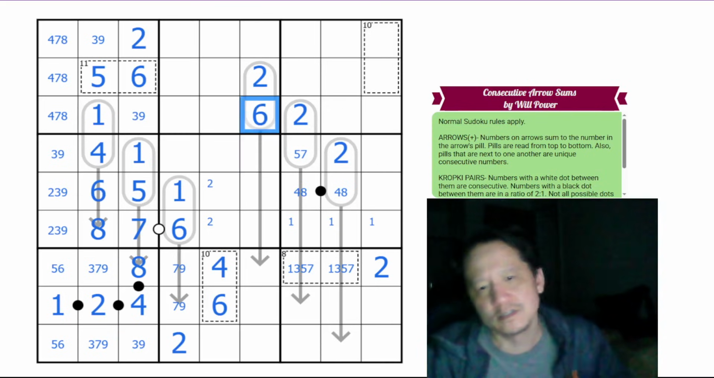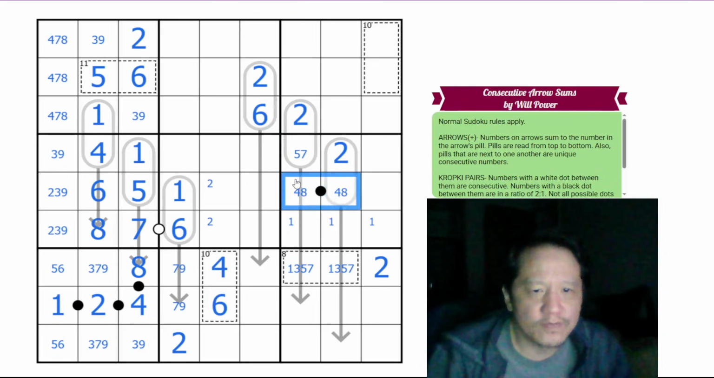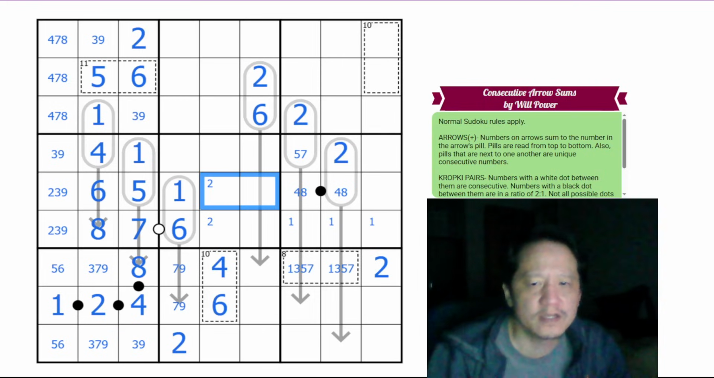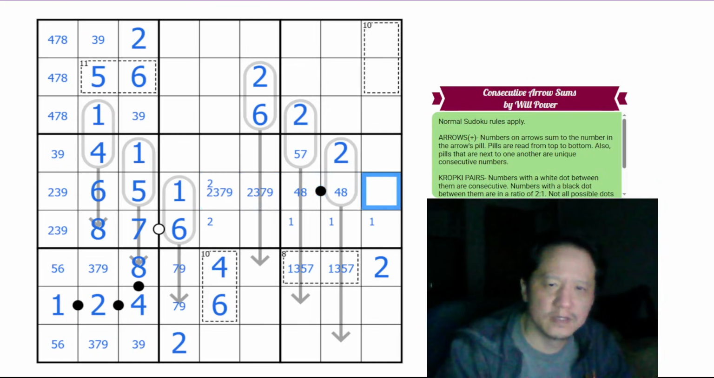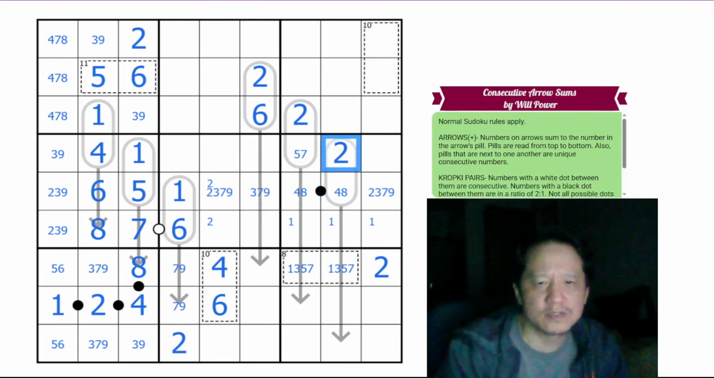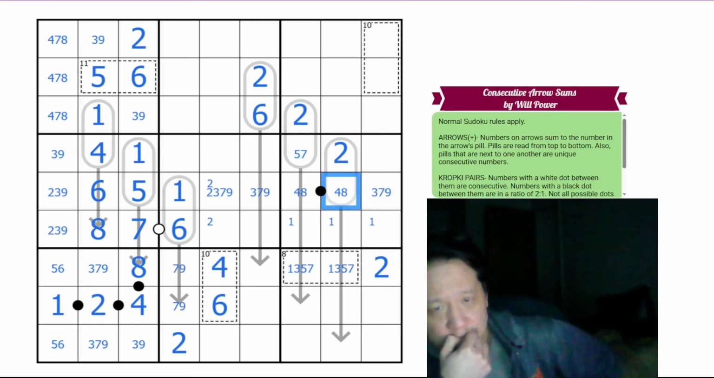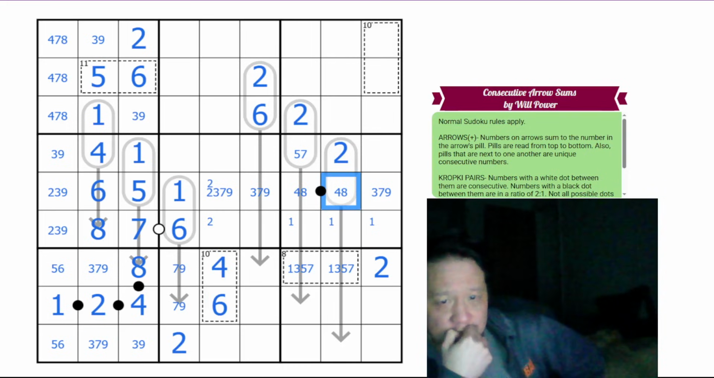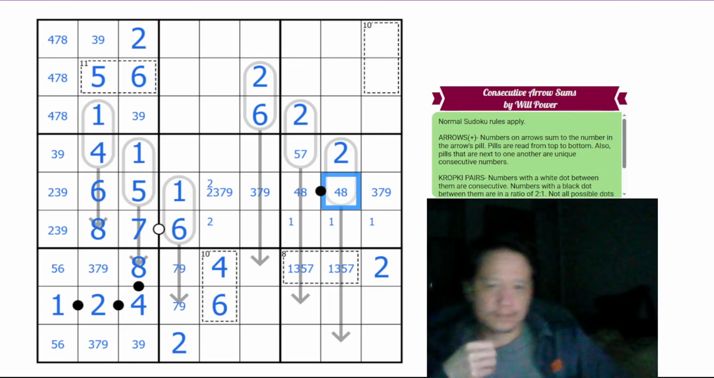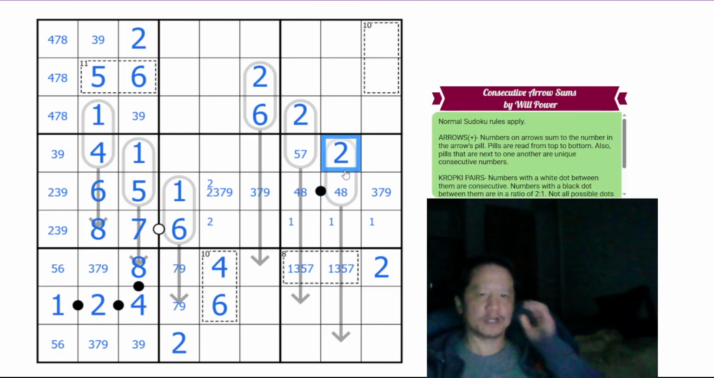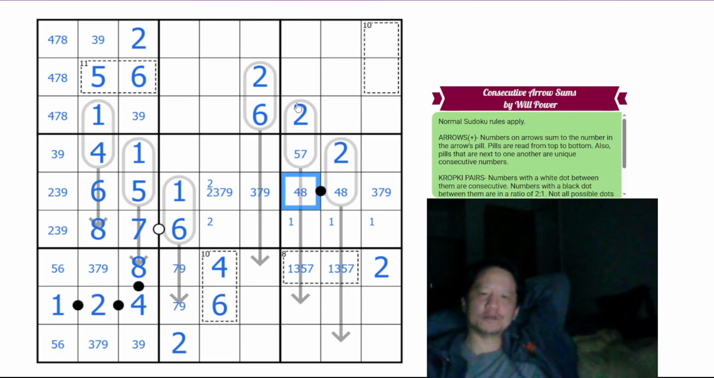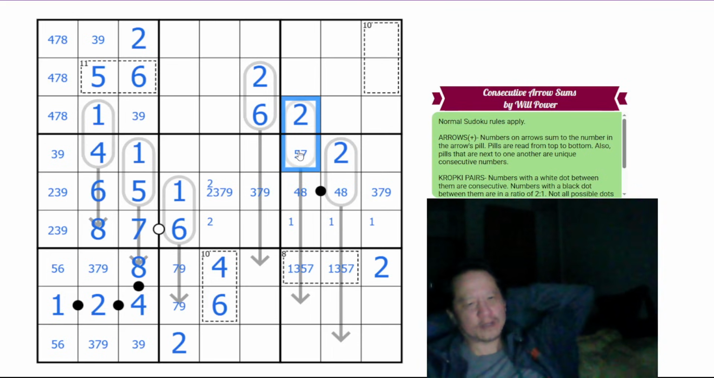So that's 6. 26 there. 4, 8 as a pair. That eliminates 4 and 8 in the rest of the row. So the remaining digits then are 2, 3, 7, 9. This can't be 2. This can't be 2. If this is 28, this would be 4. And this must add up to 27. Could that work? I think so.